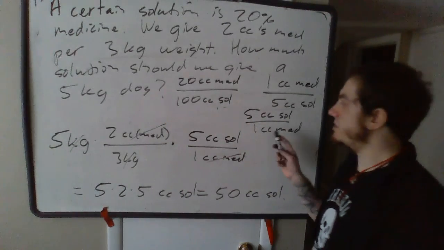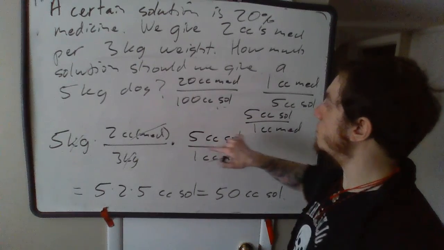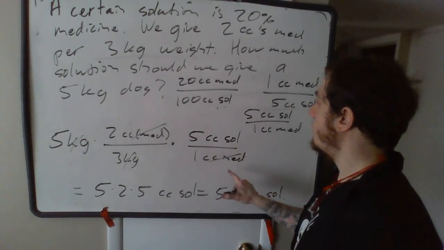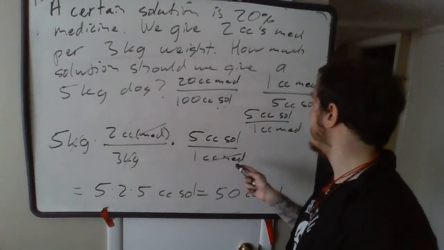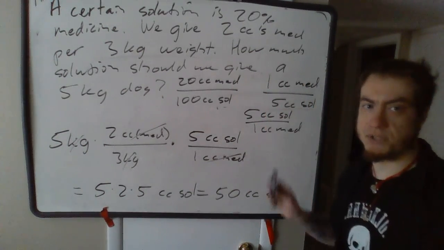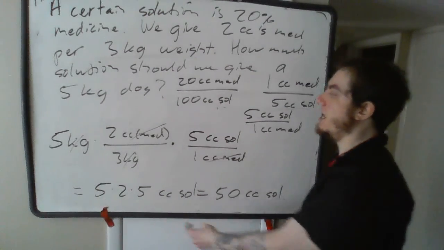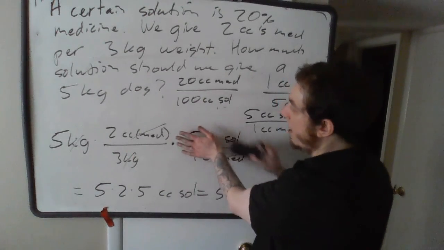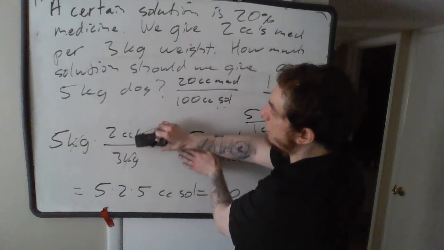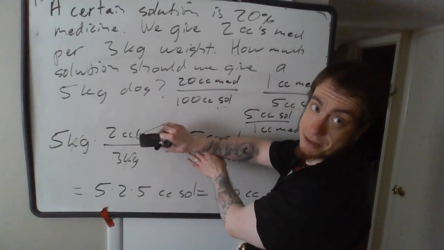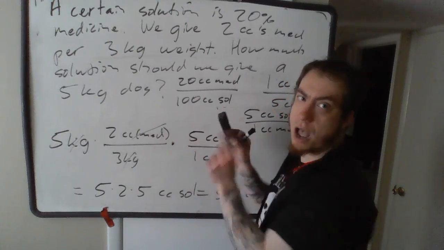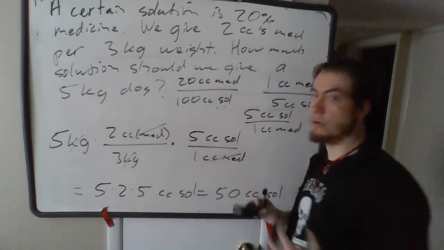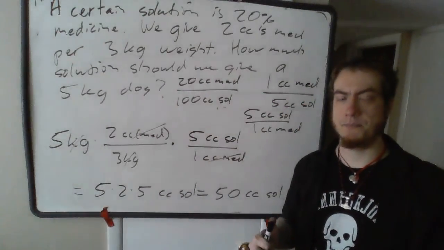Notice also that this is why it's so important to differentiate between cc's of medicine versus cc's of solution, because I need to cancel out the cc's of medicine to get the cc's of solution. If I just wrote everything as cc, then I might have stopped here and said, oh, hey, look, I'm in cc's. That's the right units. No, it's not the right units. These are cc's of medicine, not cc's of the solution where the medicine is contained.